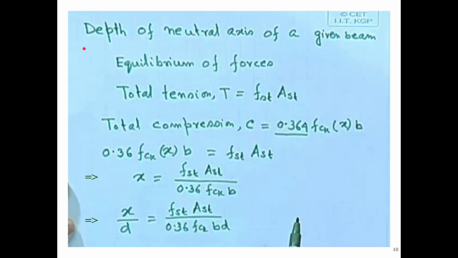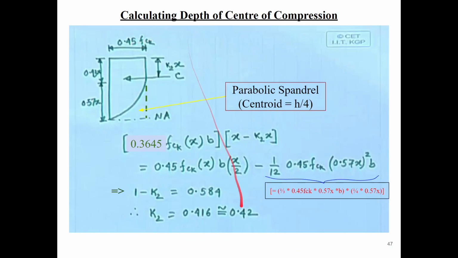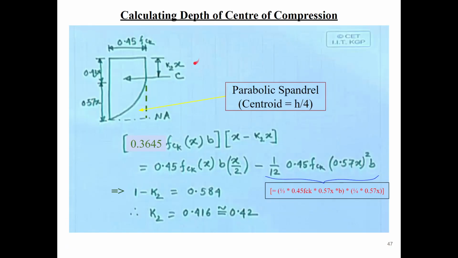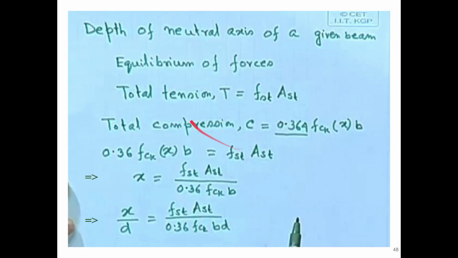So that is the depth of the center of compression from the topmost fiber. From this we also found the depth of center of compression, which is 0.42 in the case of limit state method. For working stress method, because it was a triangle, k2 was simply 1 by 3, that is 0.33, because it was x by 3 basically, right?